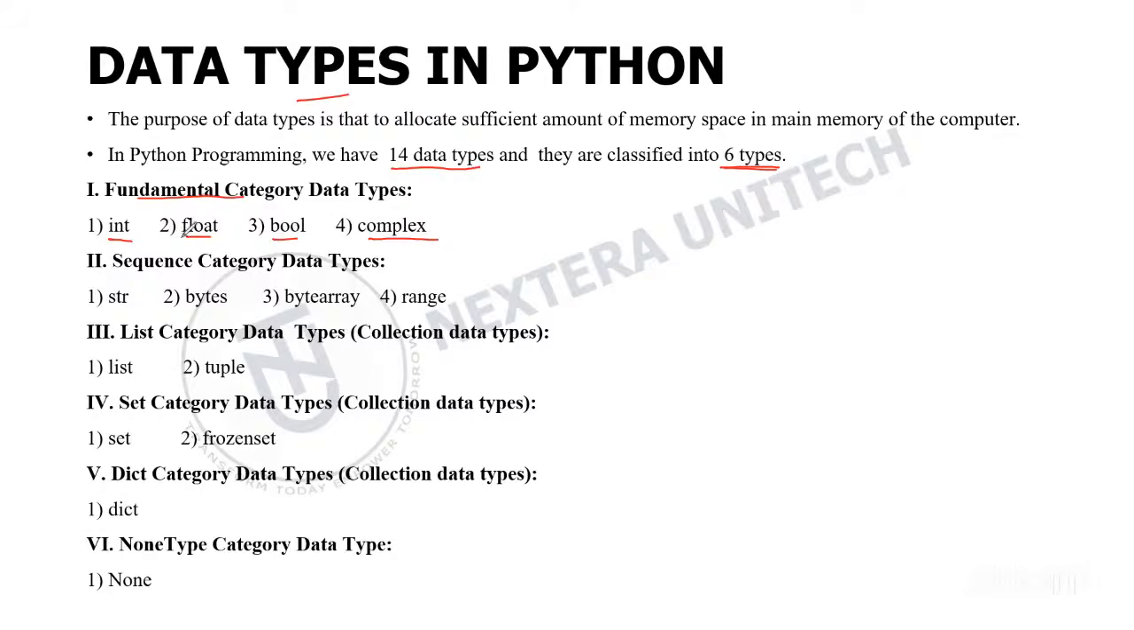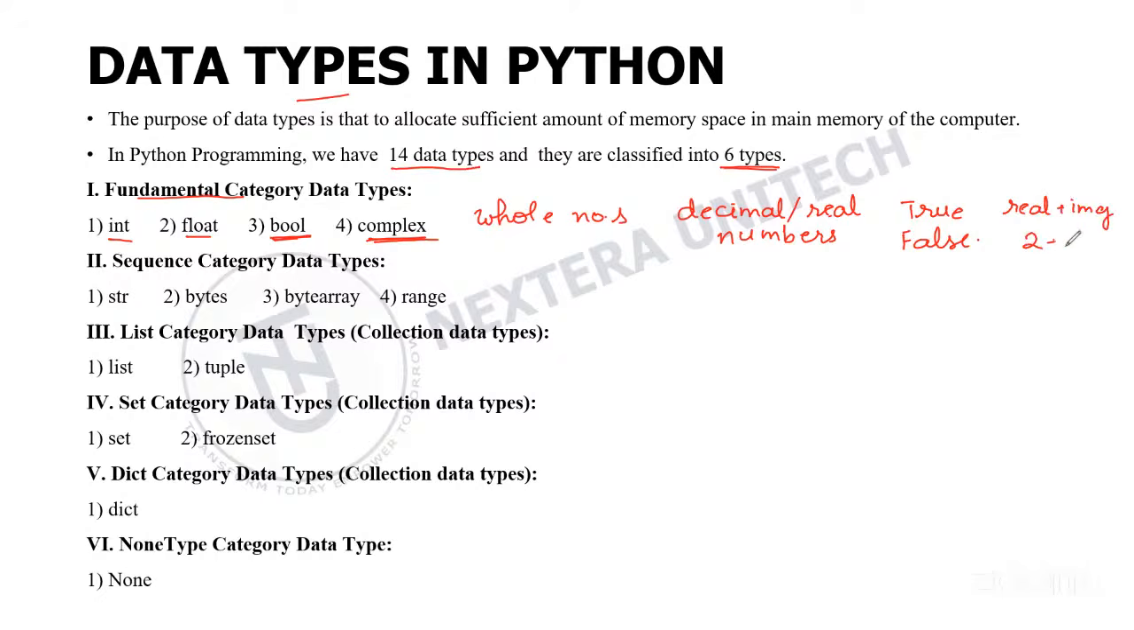So, int values are the values which store whole numbers, and float values store decimal or real numbers, also the floating point values. And boolean stores true or false values. And here the complex stores the real part plus imaginary part values, like 2 plus 3j.